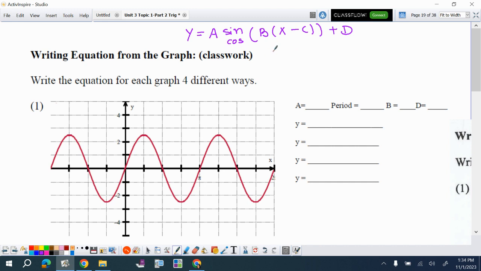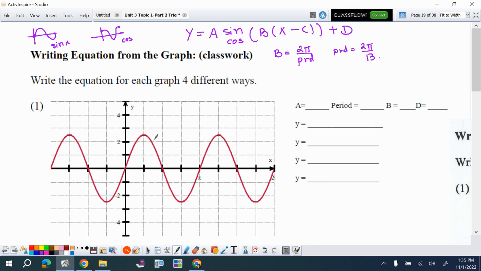Let's review one more time the relationship between the period and B. B is always 2 pi over period, and you can say that period is always 2 pi over B. Let's review quickly. The sine graph always starts from (0, 0), and the cosine graph always starts at maximum. This is a normal cosine graph. And of course, with the reflection, we can see how they come up, reflection across the x-axis.